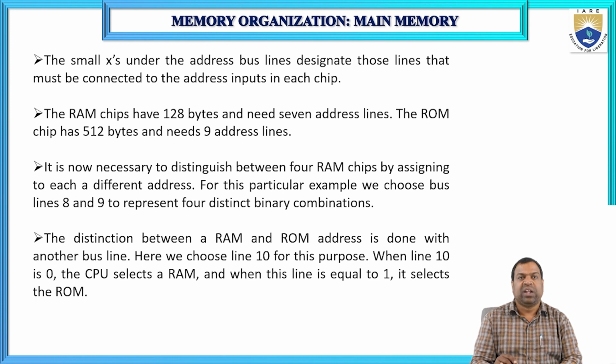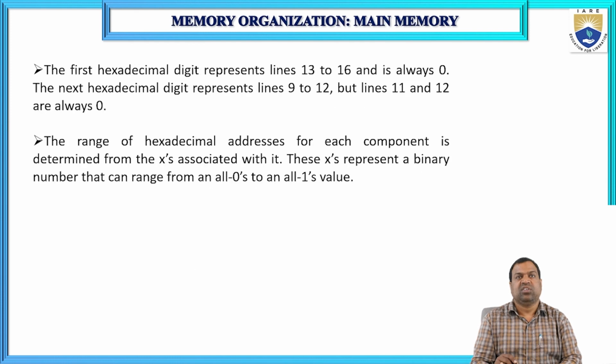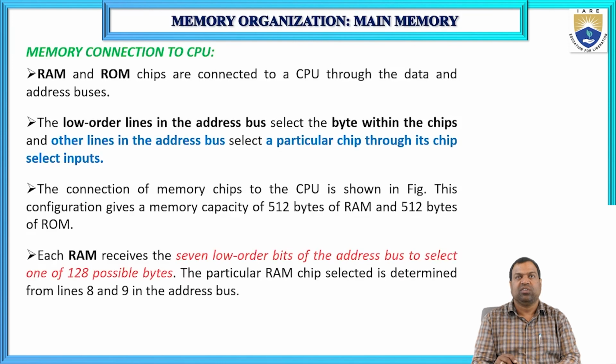When line 10 is 0, the CPU selects RAM. When it is equal to 1, it selects the ROM. The first hexadecimal digit represents lines 13 to 16 and is always 0. The next hexadecimal digit represents lines 9 to 12, but lines 11 and 12 are always 0. The range of hexadecimal addresses for each component is determined from the X associated with each, and this X represents the binary number that can range from all zeros to all ones.